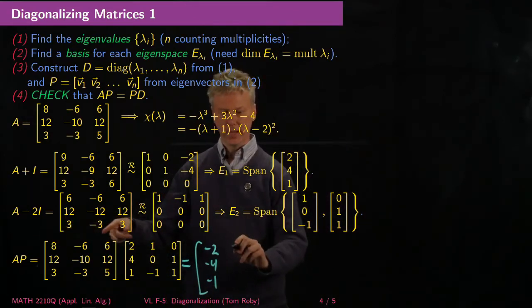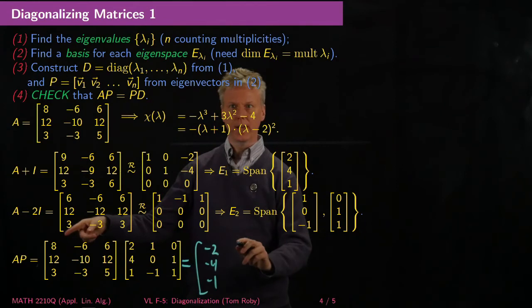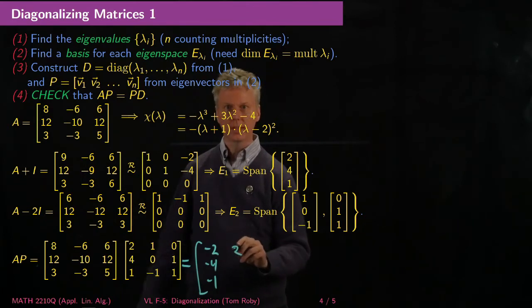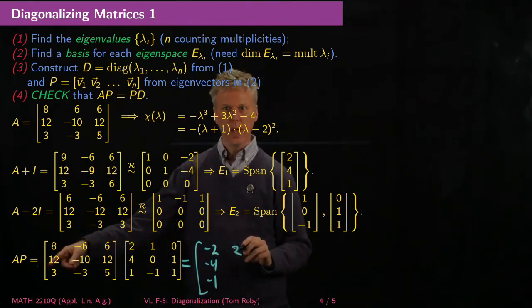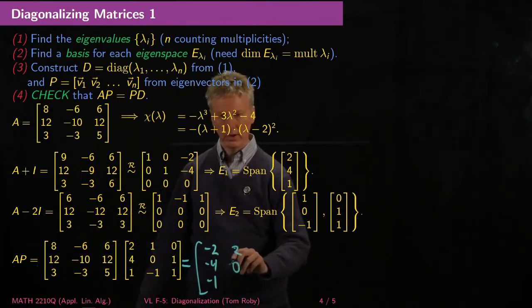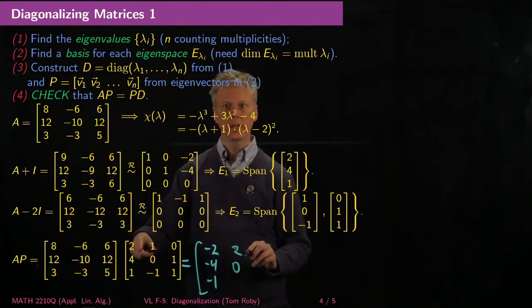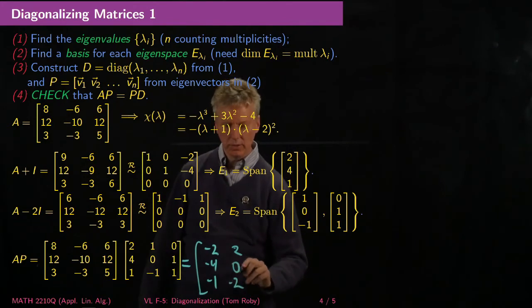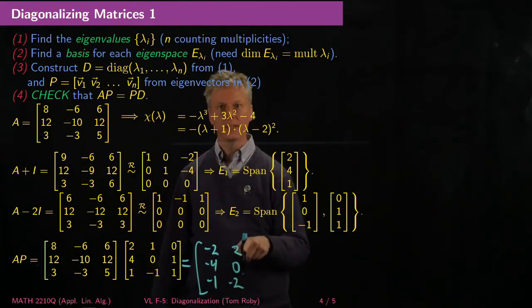Now when I do the same thing in the next column, what do I get? I'll get 8 minus 6 is 2, so that's good. I'll get 12 minus 12 is 0. And I'll get 3 minus 5 is negative 2. Okay, so that's good. That's twice that column.